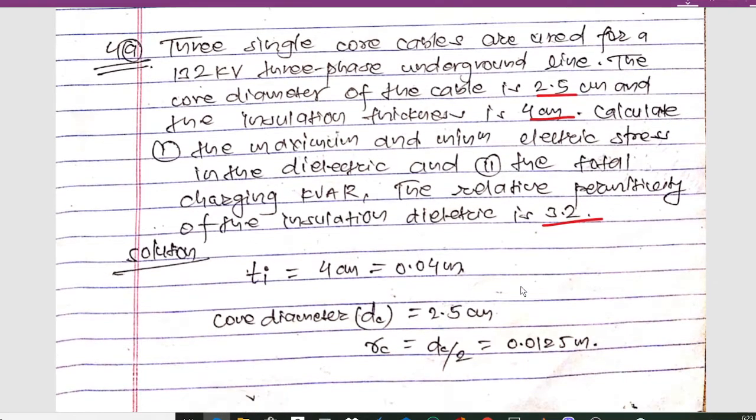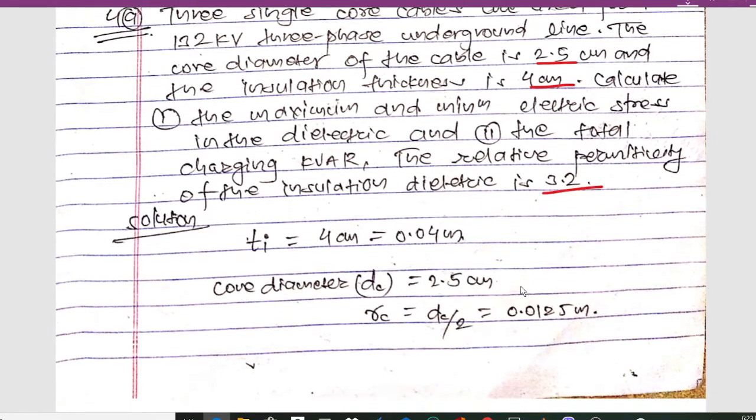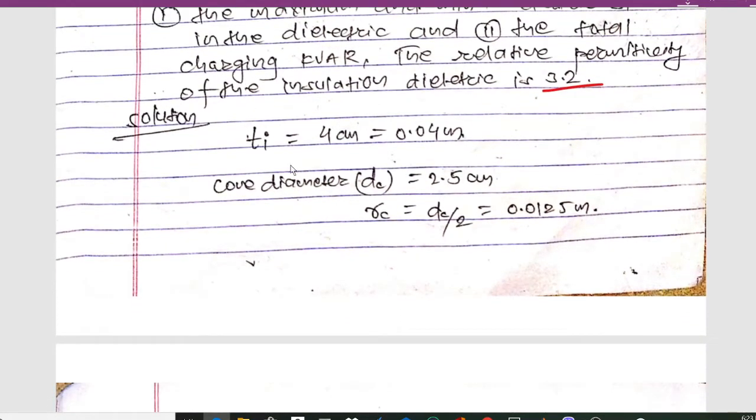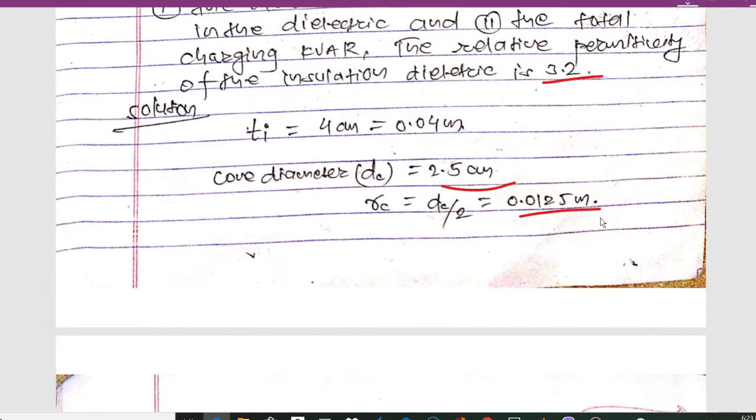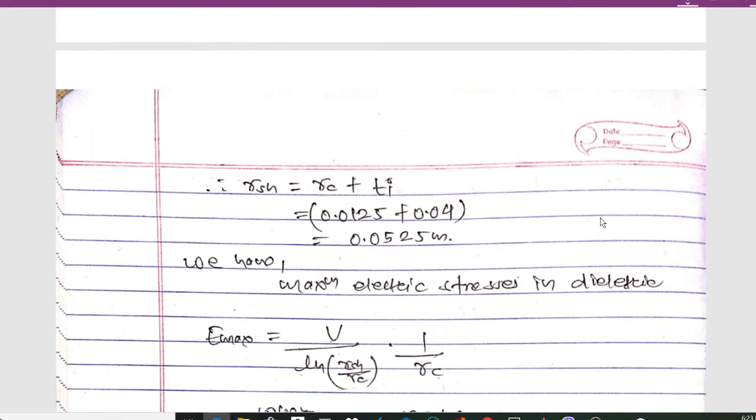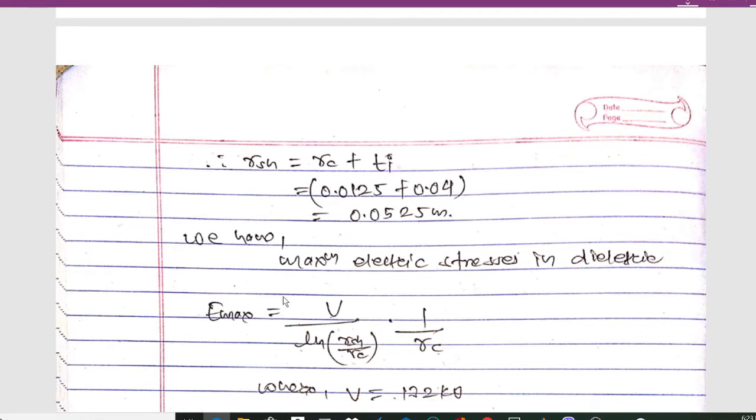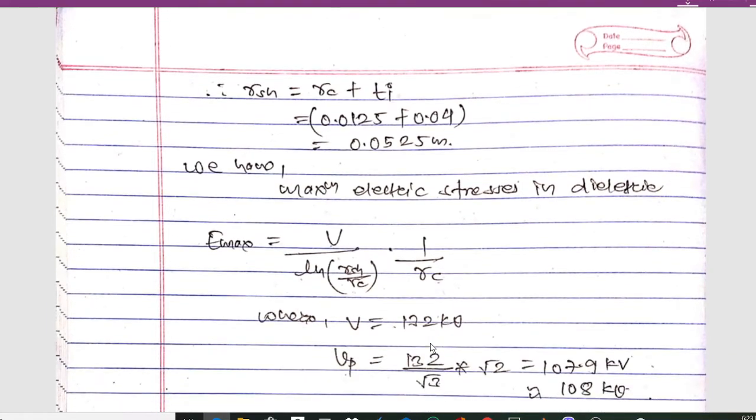So here the insulation thickness Ti is given as 4 centimeters, so it will be 0.04 meters, and the core diameter is 2.5 centimeters, so RC equals DC upon 2, which is 0.0125 meters. Now RSS will be RC plus Ti, so we add them and get 0.0525 meters. The maximum electric stress in the dielectric is Emax equals V upon log RSS upon RC into 1 upon RC.